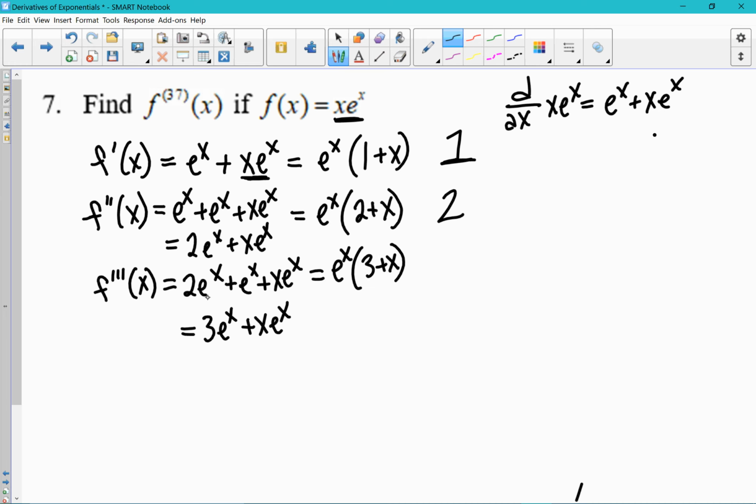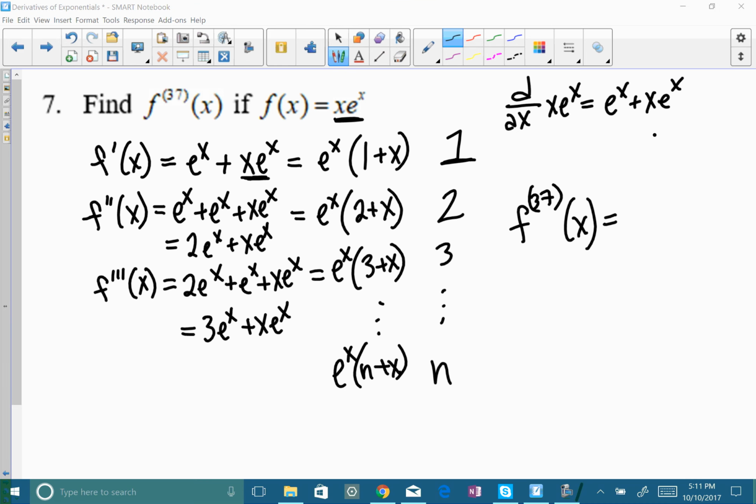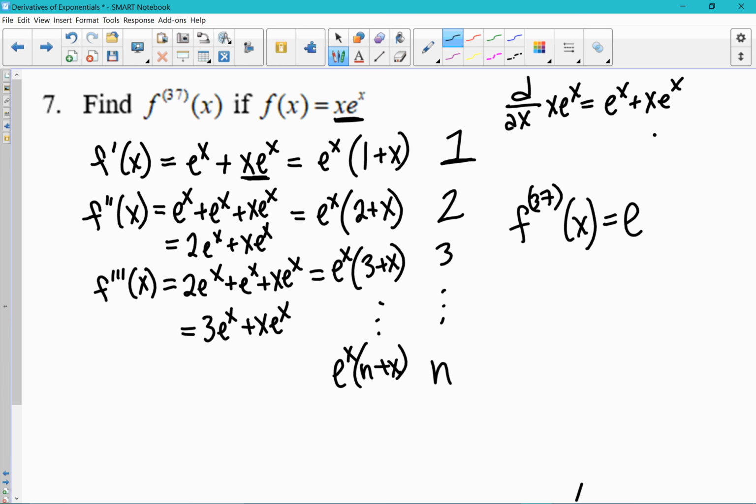So think about what's happening here. We're gaining an e to the x every single time. And that's what this is saying. If I take the derivative of x e to the x, I always gain one more e to the x. So one could hypothesize for the nth derivative, it should be e to the x times n plus x. And so for a 37th derivative, I hope you see that it would be e to the x times 37 plus x.